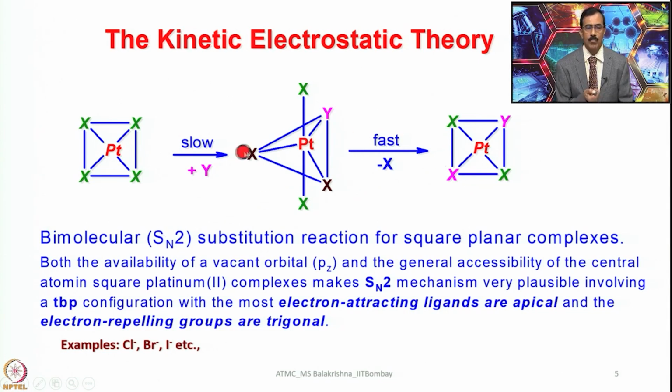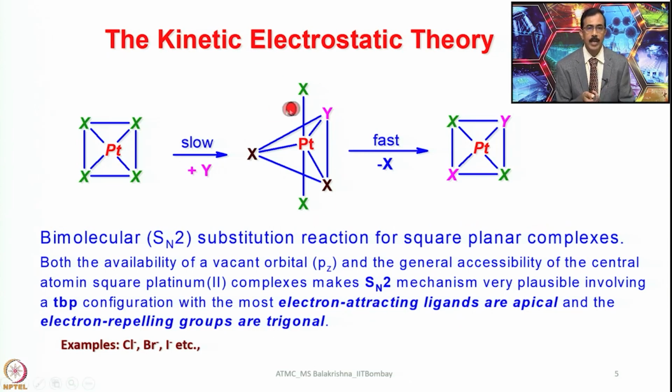That means of course that it is an SN2 mechanism, bimolecular substitution nucleophilic. Both the availability of a vacant orbital, that is pz, and the general accessibility of the central atom in square planar platinum 2 complexes make the SN2 mechanism very plausible, involving a trigonal bipyramidal configuration in which the most electron attracting ligands are apical and the electron repelling groups are trigonal. This is very important.